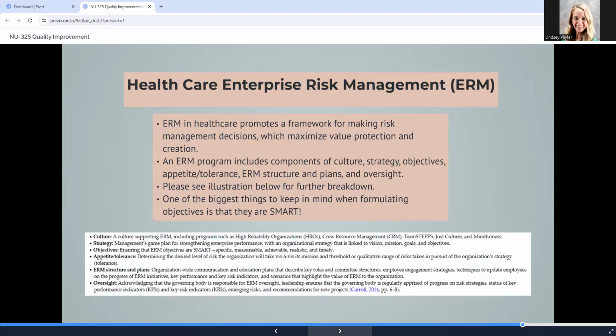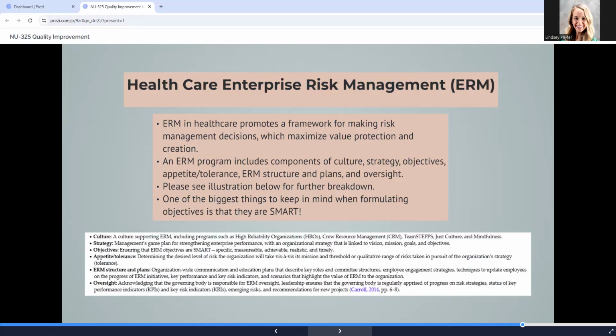So now let's talk about healthcare enterprise risk management, or ERM. ERM in healthcare promotes a framework for making risk management decisions, which maximizes value protection and creation. An ERM program includes components of culture, strategy, objectives, appetite and tolerance, ERM structure and plans, and oversight. And here is a copy of another table from y'all's book that further breaks down all of these components that I just mentioned.